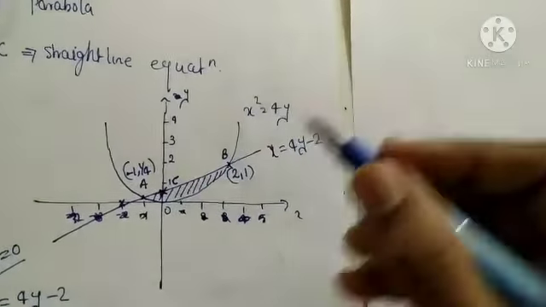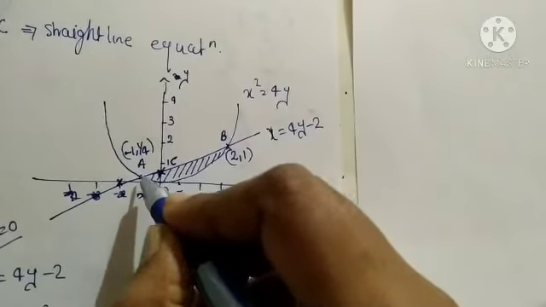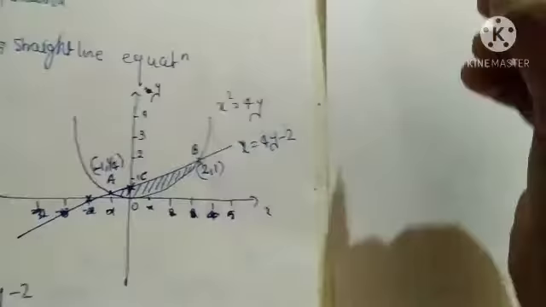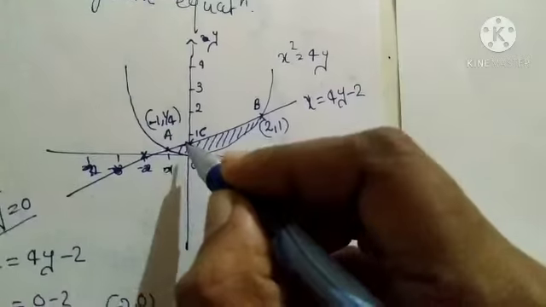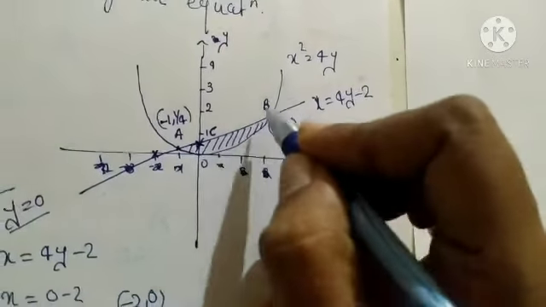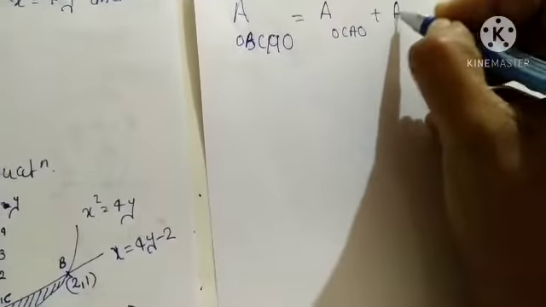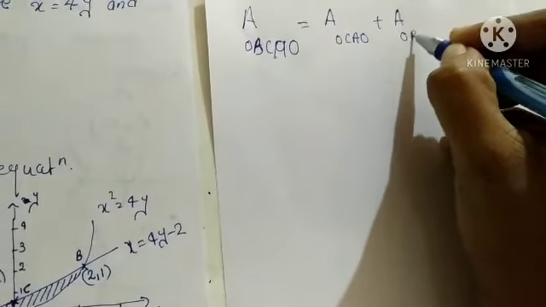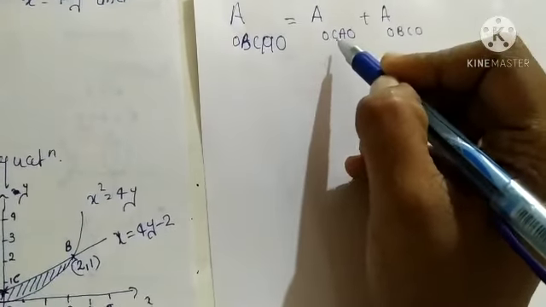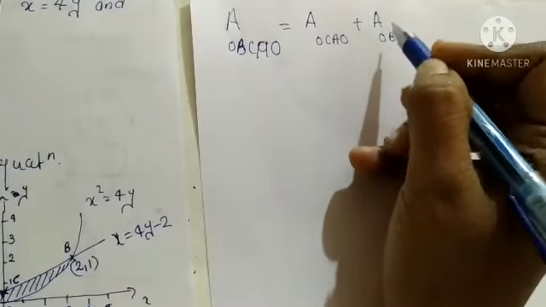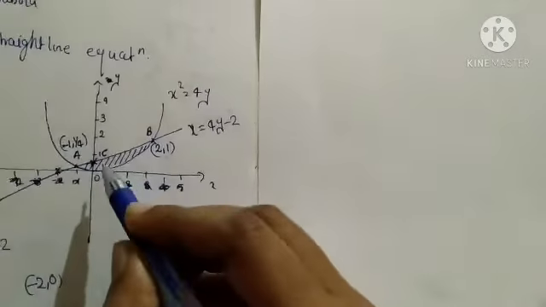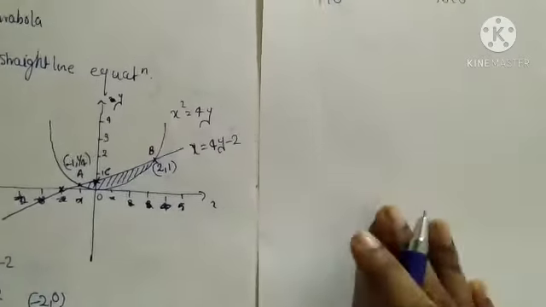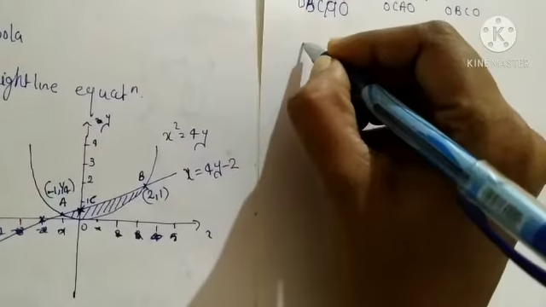I'm going to split into two. First part is OCAO, that is the small portion. Next portion is OBCO. And we need to calculate these two areas, area of OCAO and area of OBCO. And adding these two areas, we will get our shaded region area. So let us consider the first region.